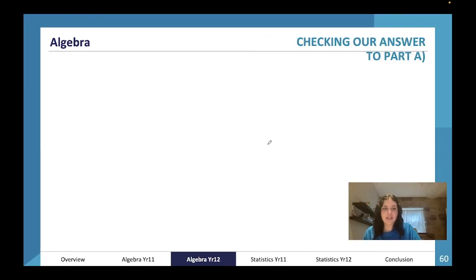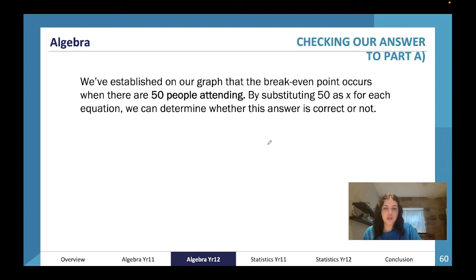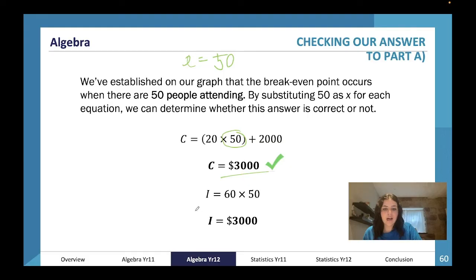We're going to check this answer using both equations. So we've established on our graph that the break-even point occurs when there are 50 people attending. So now x equals 50. So we're going to substitute in 50 and we get $3,000. And when we have I equals 60 times 50, we substitute in here and get $3,000. Both of those equations are correct.